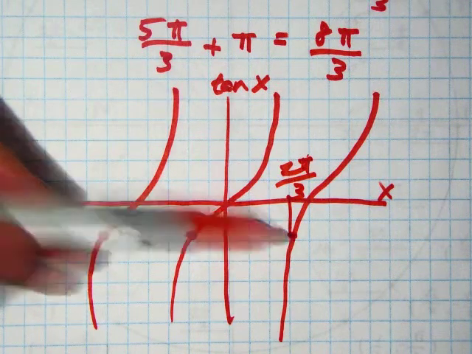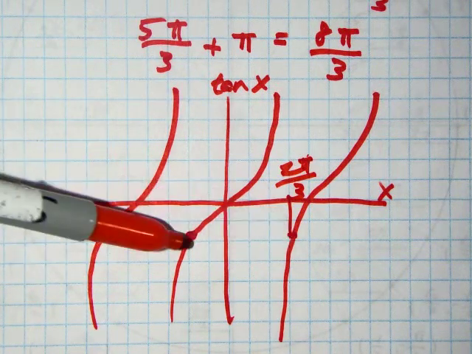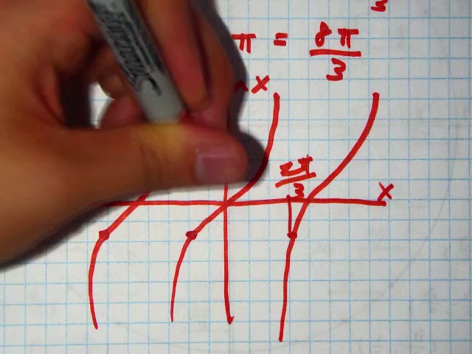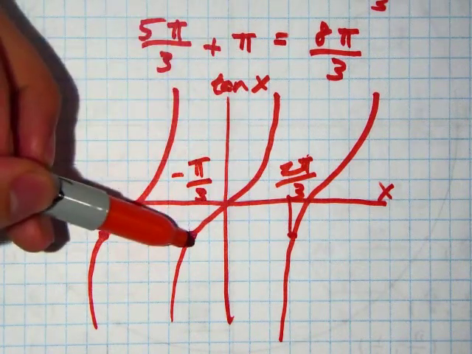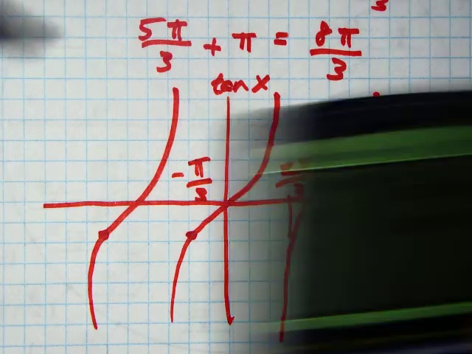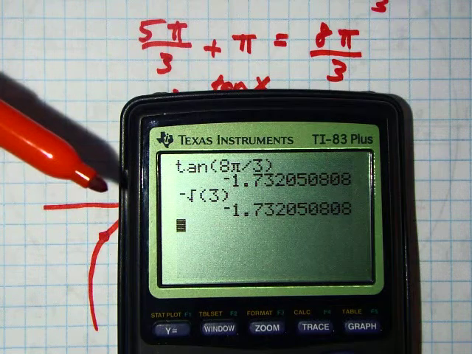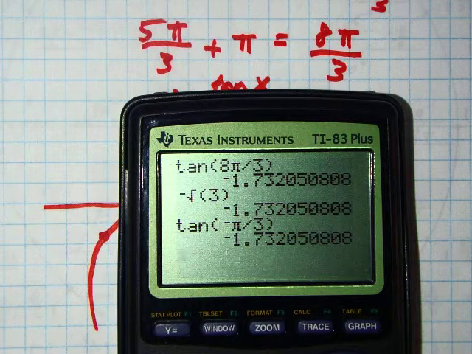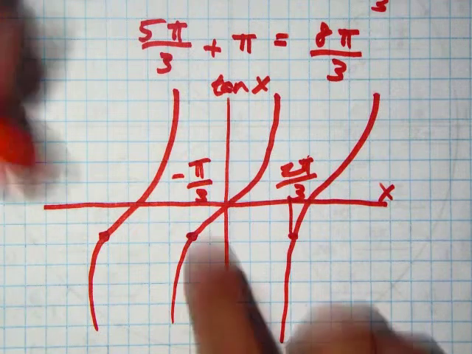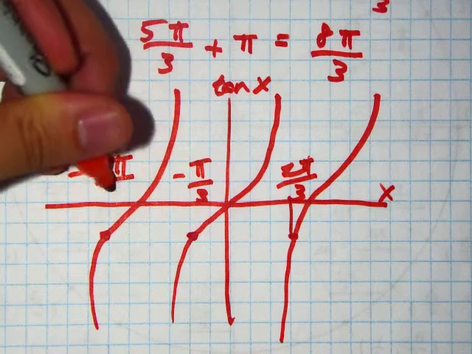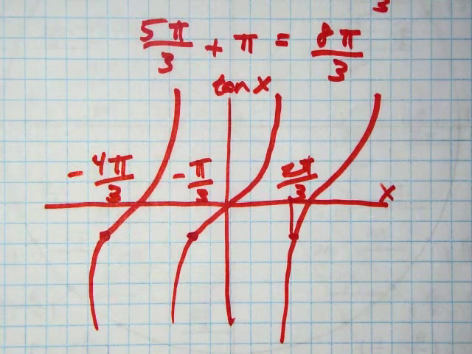And now my period again is 1 pi. So let's say now I'm going backwards, subtracting a pi. 2 minus 3 is negative 1, so that's going to be negative pi over 3. That is also an answer. If I put in tangent of negative pi over 3, I should get negative square root of 3. Why don't we check that right now too? Tangent of negative pi over 3 is also negative square root of 3. You can see you're going to get an infinite amount of answers. I can also subtract another pi, which would be negative 4 pi over 3. I'm going to get an infinite amount of answers.